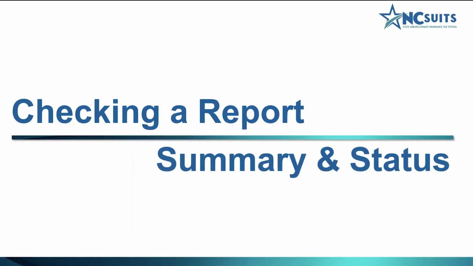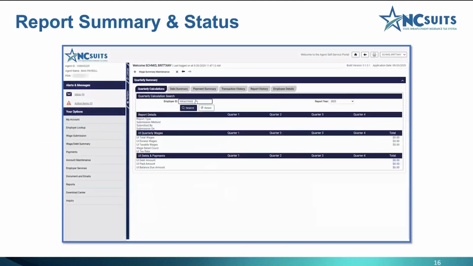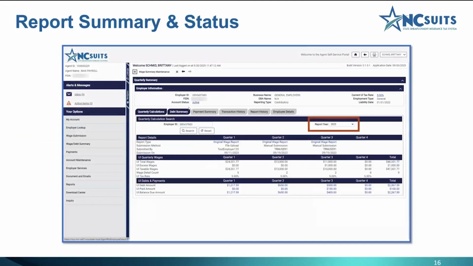Thank you, Larry. To review wage report summary information, click on Wage Debt Summary from the home screen. This will take you to the Wage Summary screen, where you can use the employer ID to search and view quarterly calculations for a particular employer. You can also preview previous years by clicking the Report Year drop-down box.